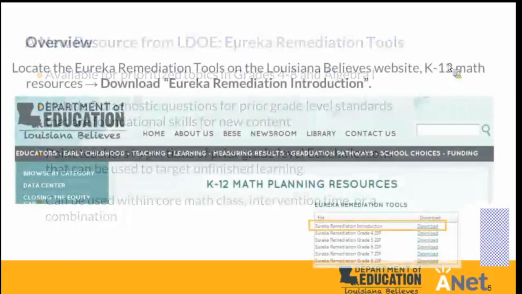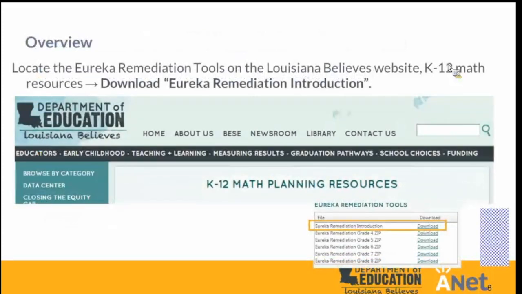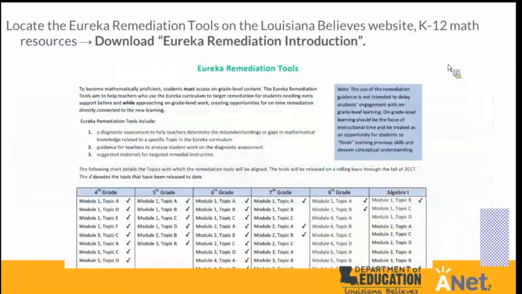At this point, let's please open up the Eureka Remediation Introduction. That document is loaded into the webinar platform, or you can find it on the Louisiana Believes website in the K-12 Math Planning Resources. There, under the section Eureka Remediation Tools, you'll find the introduction document. And when you open it up, you should be looking at a page that looks just like my screen. You can pause the webinar now to find that document.